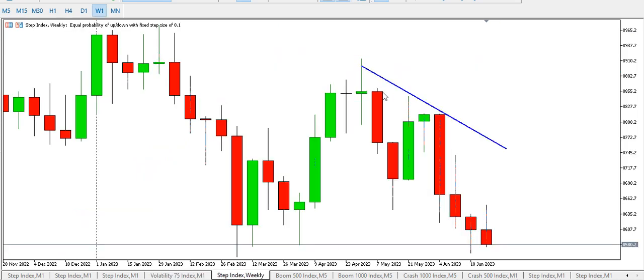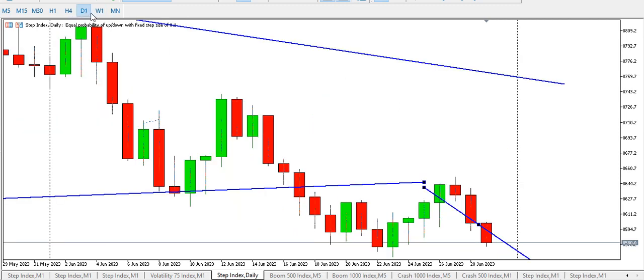For step index on the weekly time frame, step index is bearish for now. We have this top, this other top, and this top for us to have something like a head and shoulders pattern, and the neckline was broken. This is the neckline, and price has retested the neckline. We might possibly see price going down some more. All right, that's that for the weekly time frame.